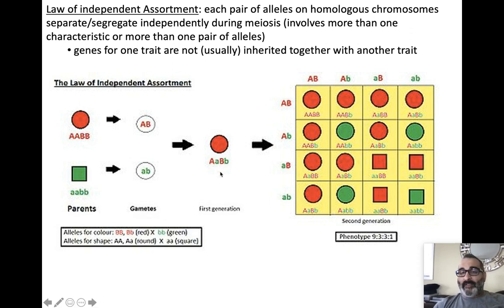But the way they pass their DNA, it's random, it's independent. These A's sort themselves independently of those B's. What does that mean? Let me give you an example. Uppercase A could combine with uppercase B. There it is right there, okay? Uppercase A could combine with lowercase b. There it is. That's two ways the uppercase A could sort itself. Now the lowercase a could sort itself with the uppercase B. That's right there. The lowercase a can sort itself with the lowercase b, and that is right there.